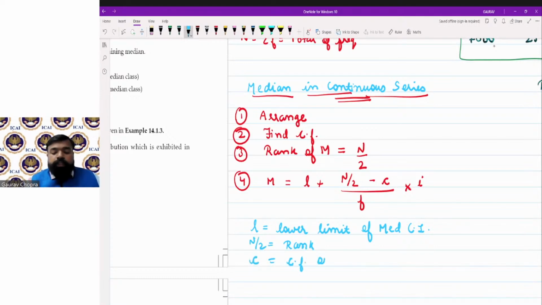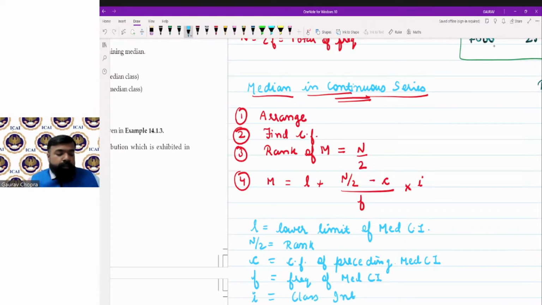C is cumulative frequency of preceding median class. This is very important. This preceding median class interval. F is known as the frequency of median class interval and I is known as class interval.